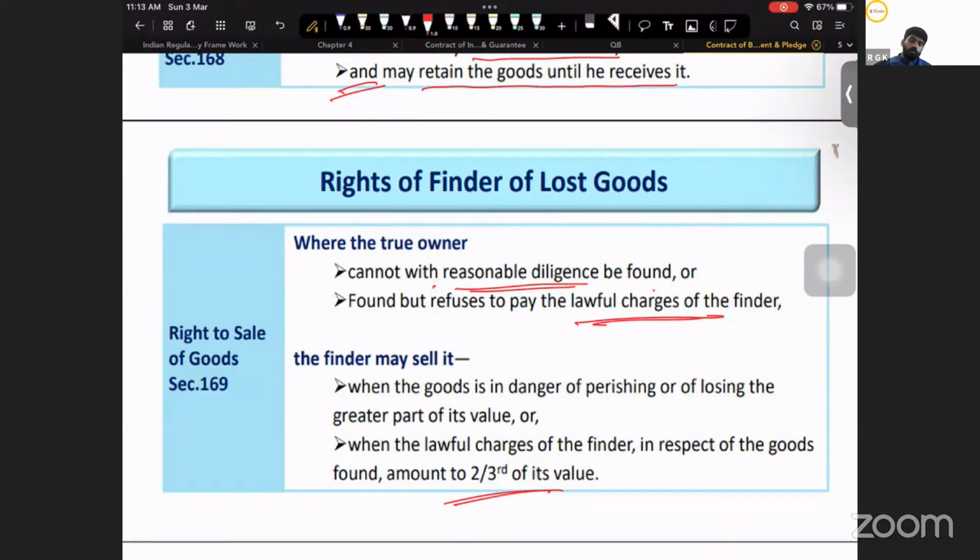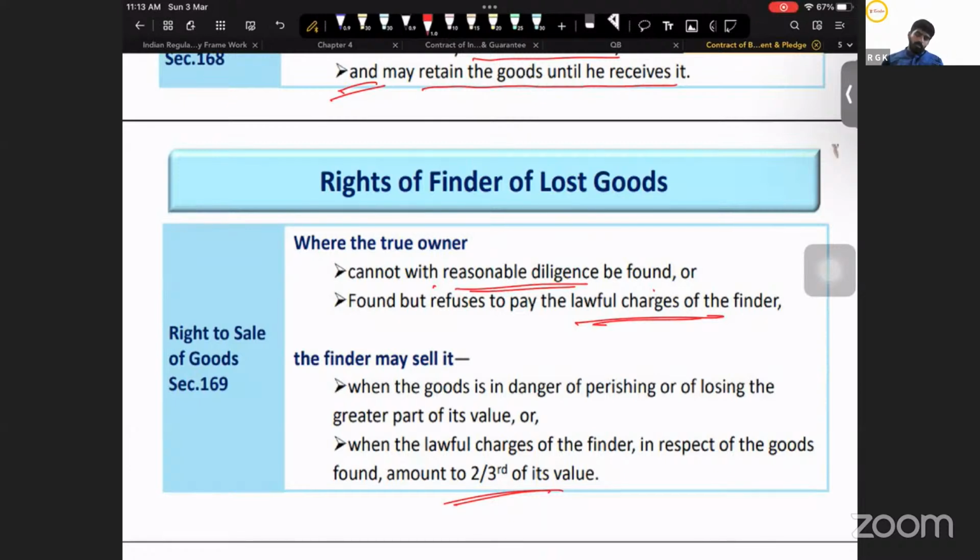So, the finder of lost goods gets the right to sell it. Number one, where he cannot find the true owner even after searching for him. Or number two, where the true owner is found, but the true owner refuses to pay the lawful charges of the finder. In either of these two cases, if the goods are perishing in nature, that means the value of the goods is going to be lost in the near future, or if the expense incurred by the finder amounts to 2/3 of the value of the goods, in such a case, a finder of lost goods will get the right to sell the goods.